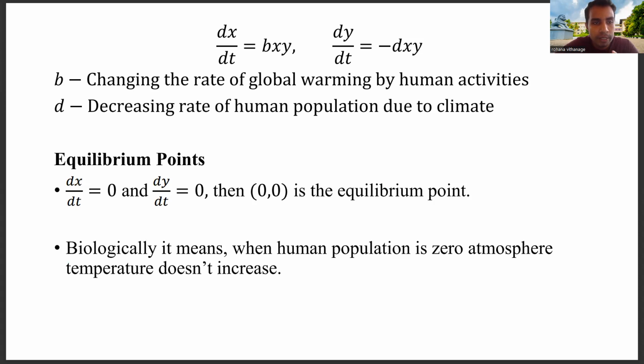So first we can obtain the equilibrium points. It is dx/dt = 0 and dy/dt = 0. Then I can clearly obtain that (0, 0) is the equilibrium point. So biologically, it means that when human population is 0, atmosphere temperature doesn't increase. It means when there are no humans, the atmosphere temperature is at a constant level.